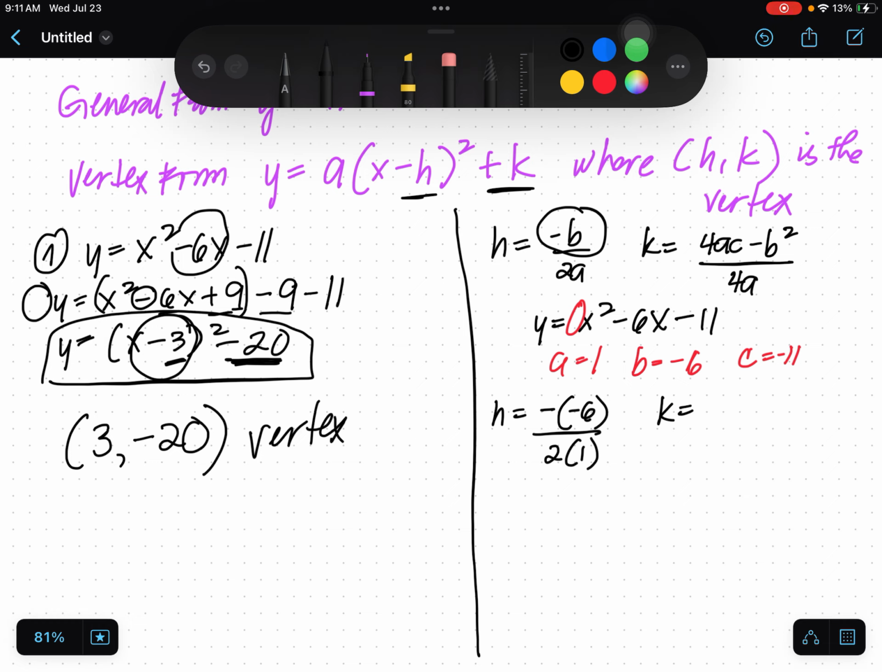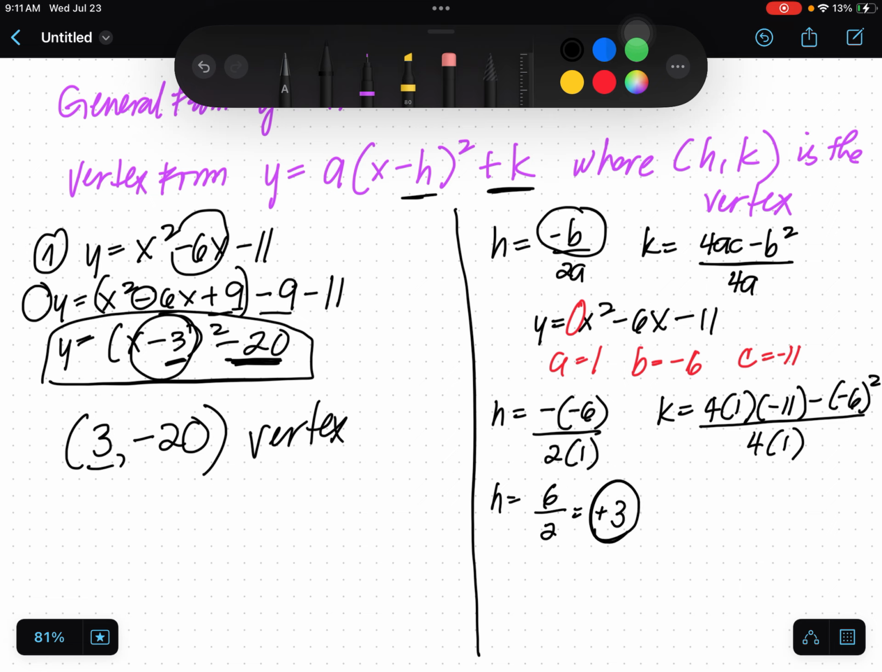Okay. K is equal to 4AC minus B squared all over 4A. So, there. Next, we simplify everything. This is a 6 divided by 2. Sorry. Brain is working faster than hand. 6 divided by 2, which is positive 3. Is it the same as the vertex that we got?